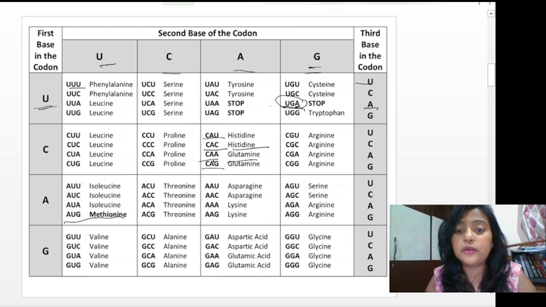In the table, you can see glutamine, for example: CA is the same from the first two bases, but the third base, A is different, G is different. Similarly, in lysine again, the third base, A is different, G is different. You can see in arginine again, A different, G different. The last, third base is different in all of these.